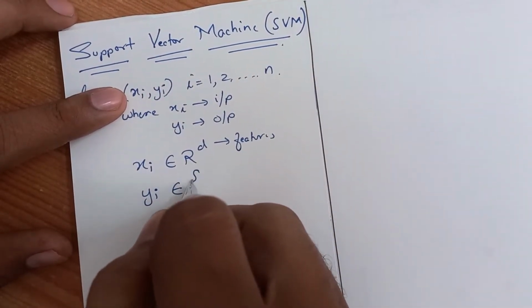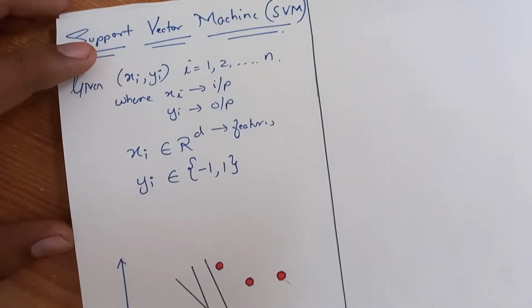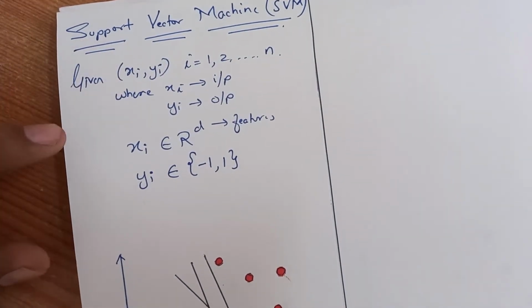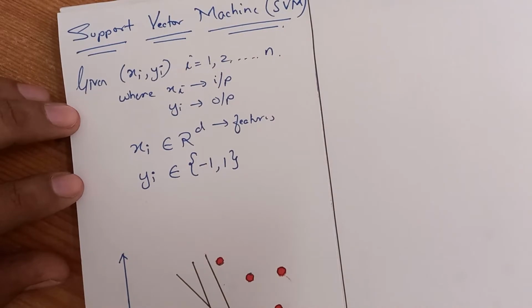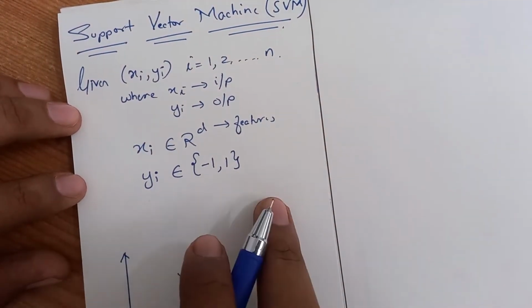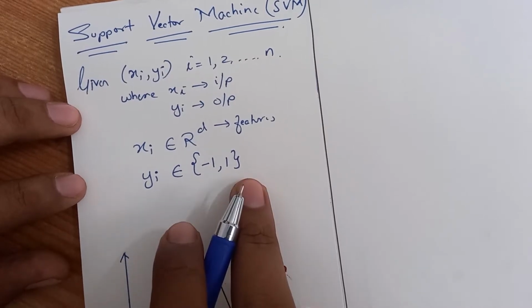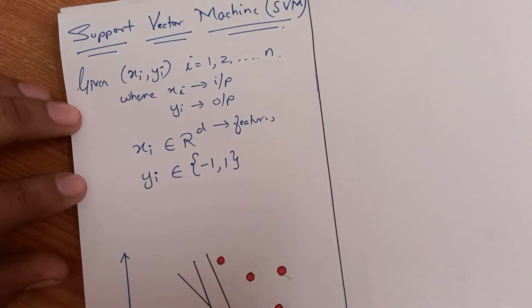yi has only two possibilities, that is -1 and +1, that is negative or positive. As I said, support vector machine is a classifier algorithm, does the classification task between negative and positive class. So similarly, what we are expecting, the output is -1 or 1, negative class, positive class, and the input belongs to real numbers.